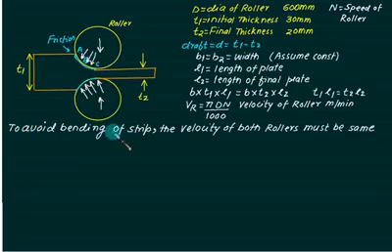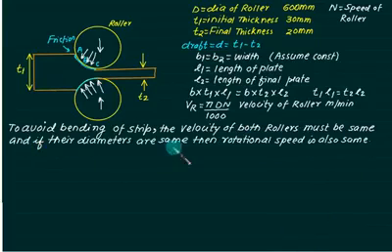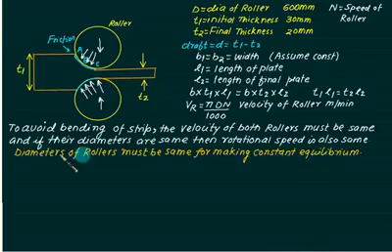To avoid bending of the strip, the velocity of both rollers must be the same. If their diameters are the same, then the rotational speed is also the same. The diameters of the rollers must be the same for constant equilibrium, so the net downward force must cancel with the net upward force. The velocity at this point is V0, and this velocity is constant up to point A. The velocity of this part is V2 or Vf, from point C onward. So velocity continuously varies from V0 to V2.